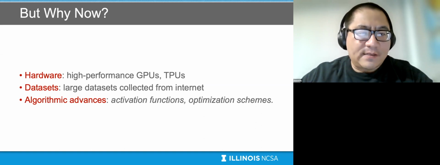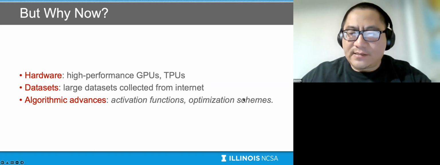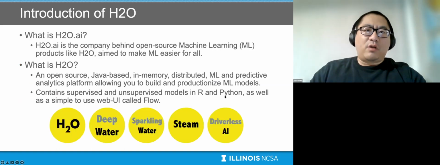The second is the data set. Due to the development of the internet, collecting very large data sets has gone from impossible to possible, which provides more than enough food for researchers to implement their deep learning and machine learning algorithms. The third one is, of course, algorithm advances. There are always new activation functions and optimization schemes being developed to solve different types of deep learning and machine learning problems.